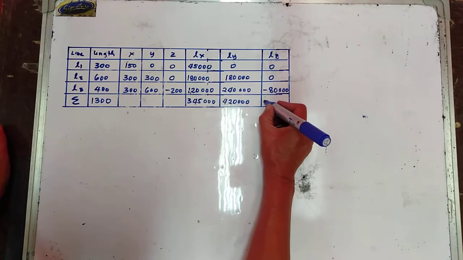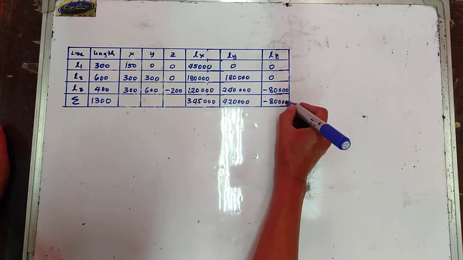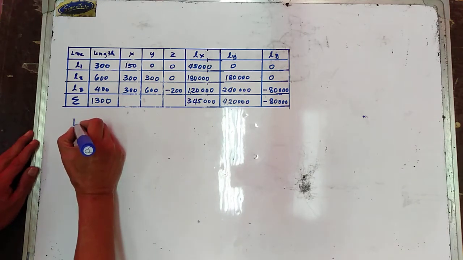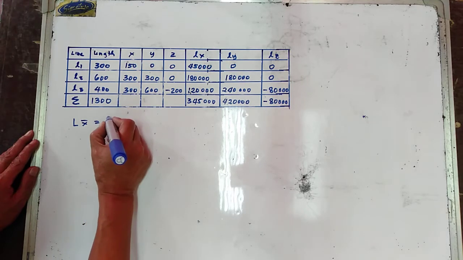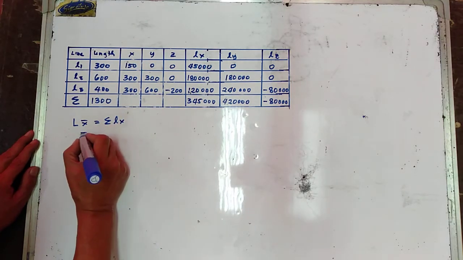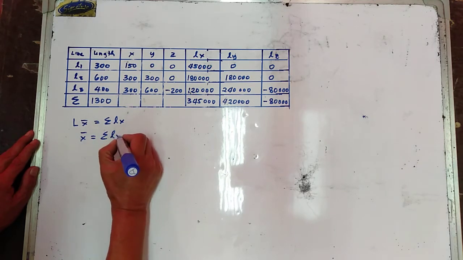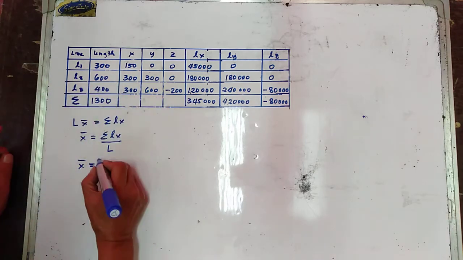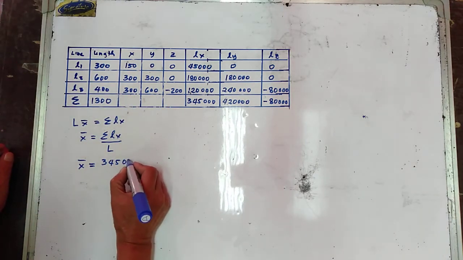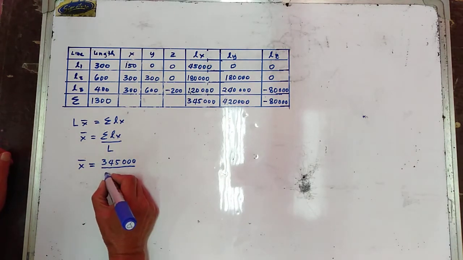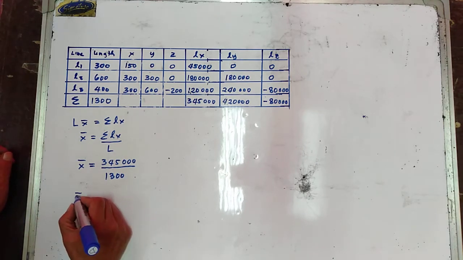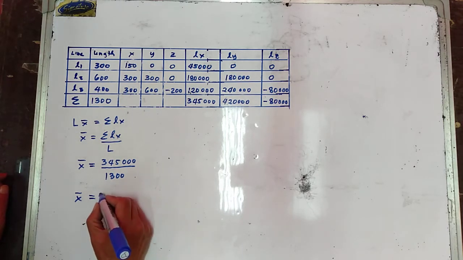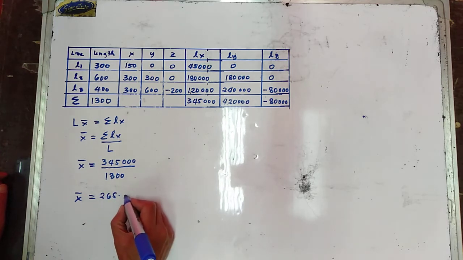And summation Lj is negative 80,000. So we now have the total length. Bar x is now equal to summation Lx all over the total length. So your bar x is equal to summation Lx, which is 345, all over the total length, which is 1,300. Bar x, therefore, is equal to 265.385 millimeter.